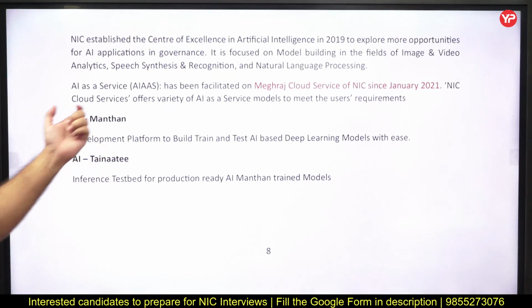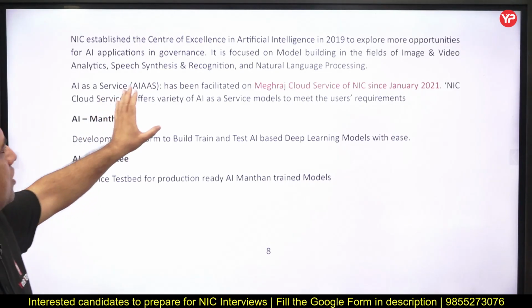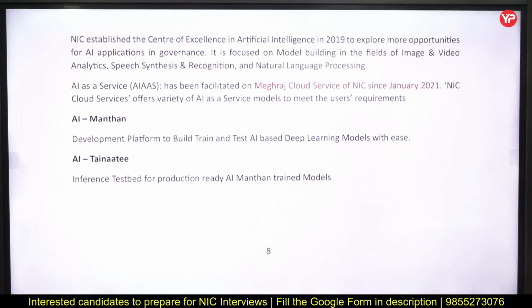So Meghraj एक cloud service है NIC का, and it is being used since January 2021. So what is Meghraj and what is the cloud service which is being provided? Artificial intelligence Manthan, artificial intelligence Tenarti. So I don't know, I mean, these particular things. So just to go through this, you know, various terminologies which are mentioned under their artificial intelligence center of excellence.